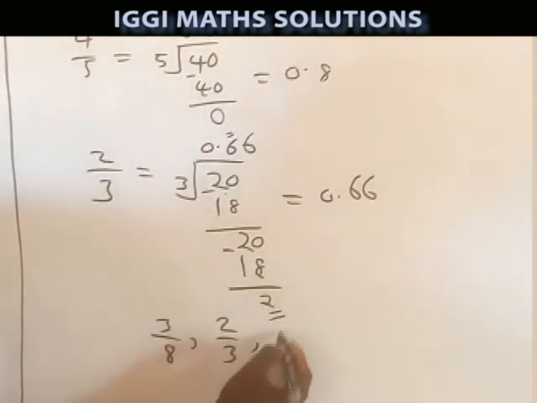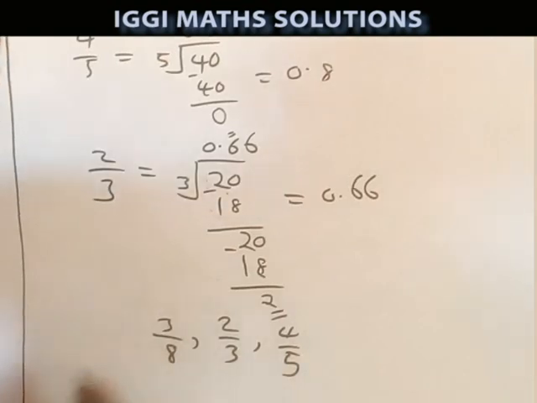So we have 4 over 5 here also. These fractions are now arranged from smallest to largest.